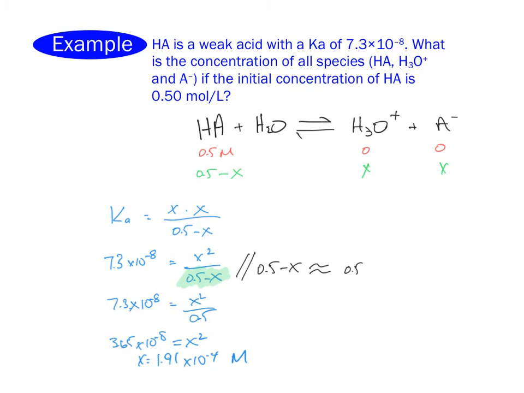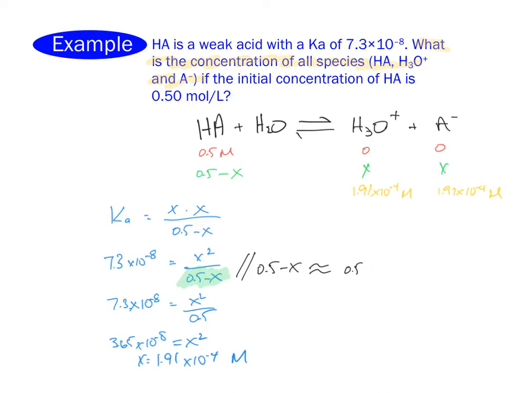And keep in mind what the question was asking us. The question was, what is the concentration of all species? So now that we figure out what x is, we can go ahead and answer that question. So, the ions are super easy because they are just x. So that is going to be just 1.91 times 10 to the negative 4 moles per liter, and that is for both of them.